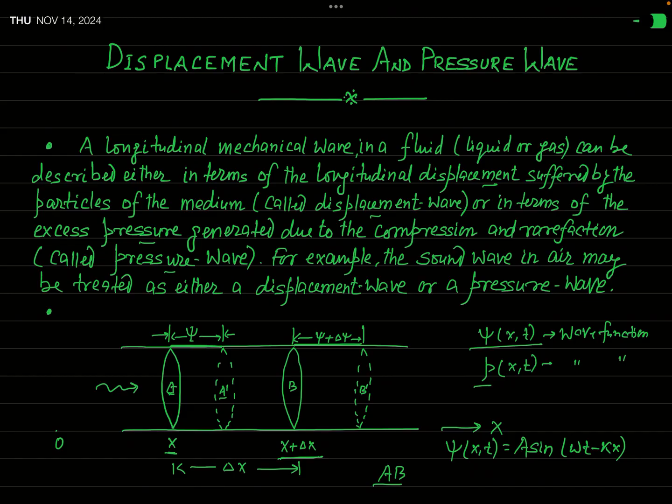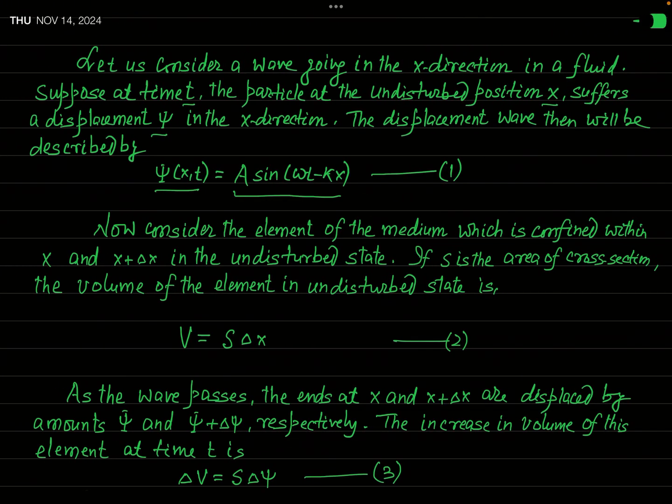for finding the volumetric strain and corresponding stress. Okay. You can easily see that the displacement of the section at x equal to x is psi, and that at x equal to x plus delta x is psi plus delta psi. But in the undisturbed state, the length of this element was delta x, and if you consider that the area of cross section of this cylindrical column is S, then what will be the original volume of the element? That will be simply the area of cross section S times delta x. So you can see I have calculated it here.